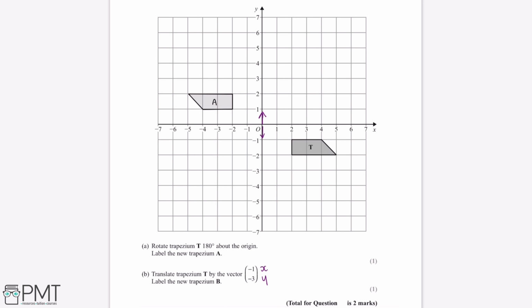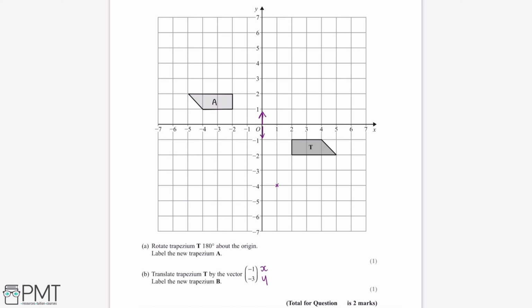So you can either do this in one go, or do it in two separate parts. So if we start off with the first point, this is point 2, -1. So first we'll minus 1 from the x-coordinate, which will give us 1, and then minus 3 from the y-coordinate, which will give us -4. And we can draw a cross here.